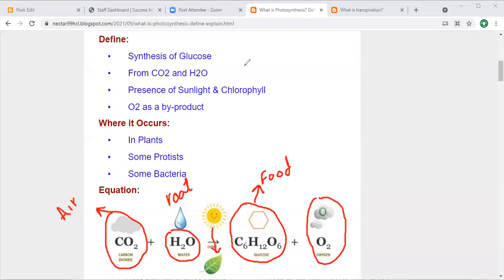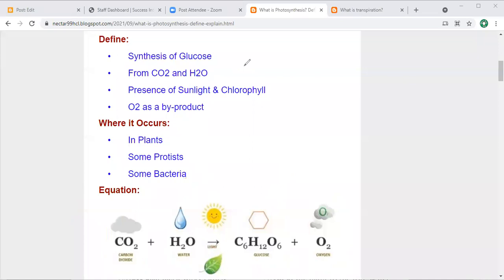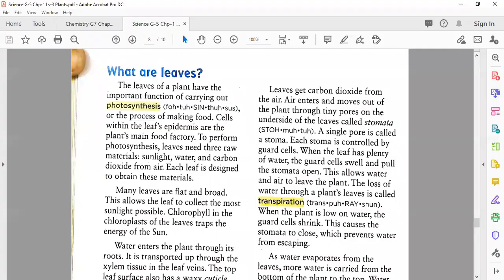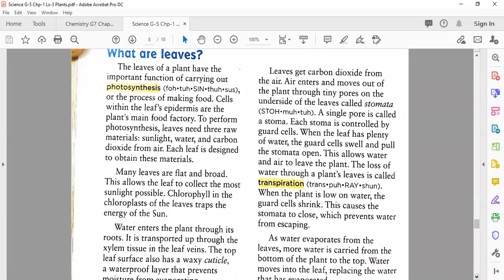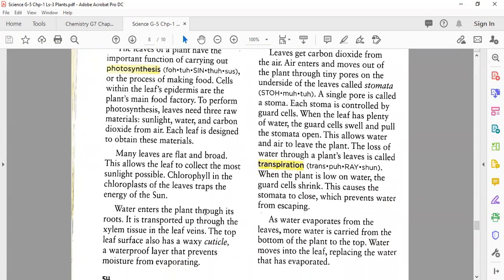Now, after this, please everyone come back to your textbook, page number 54. Water enters the plant through its roots. It is transported up through the xylem tissue in the leaf vein. The top leaf surface also has a waxy cuticle, a waterproof layer that prevents moisture from evaporating.